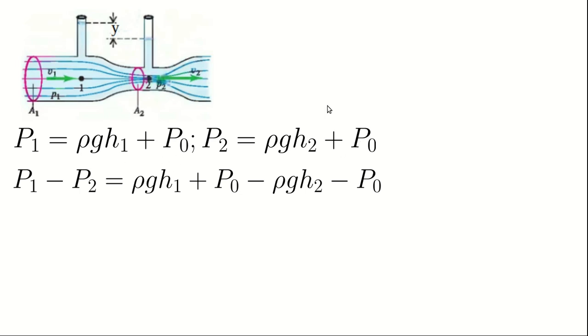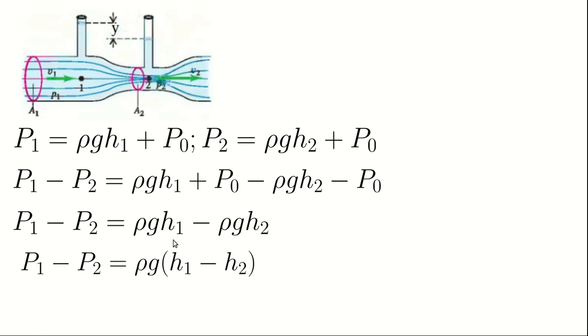This one will cancel this, leaving this and this. So we have P1 minus P2 equal to this. Now we can factorize our rho g, and that gives us this part. So H1 minus H2, that's this height minus this height, will give us this height y, which is P1 minus P2 equal to rho gy. That's this y here. So it's important to know how to get that h.